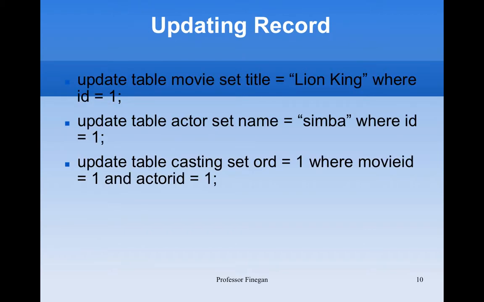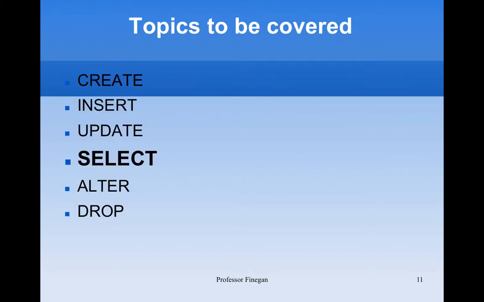So if I want to go in and change what I had spelled as Leon King to Lion King, this is how you do the SQL statement. I would do an update table movie set title equals Lion King, where ID equals 1. If I want to go through and change Simba to the proper spelling, I would use this update statement. And if I were looking at changing the casting set, this is how I would do that update statement.